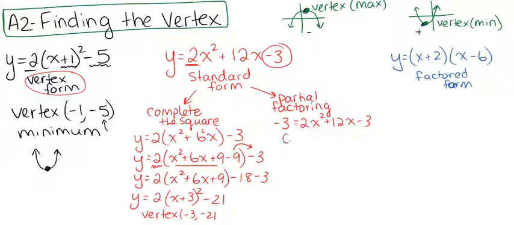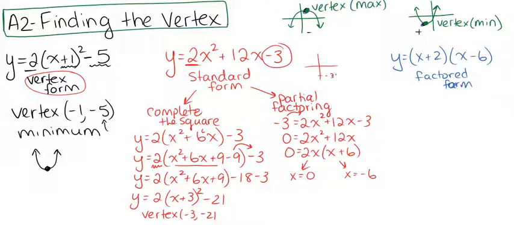Okay, so I have everything go to one side. -3 plus 3 would be 0, so I'm just left with this. And x equals 0, and x equals -6. So what I've just done here is I've found out that when y is -3, I have an x value at 0 and an x value at -6. And then my parabola looks like this.